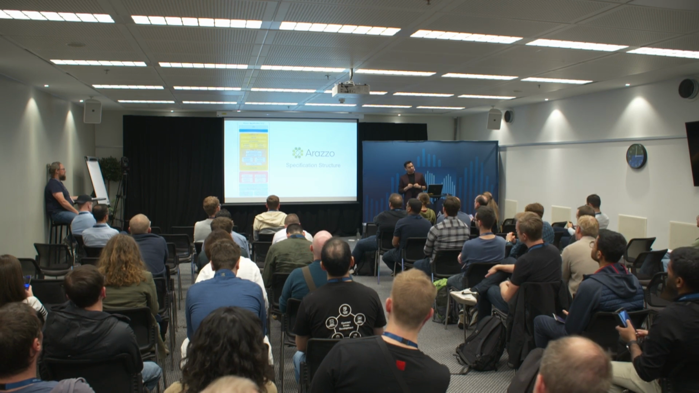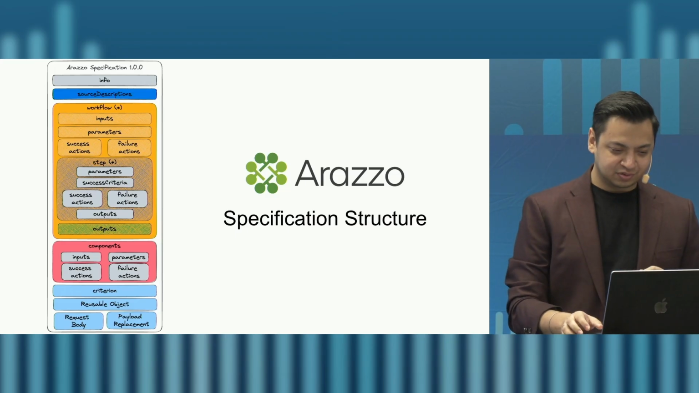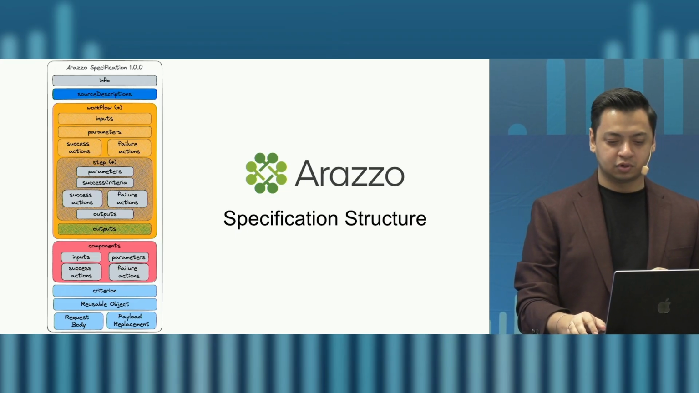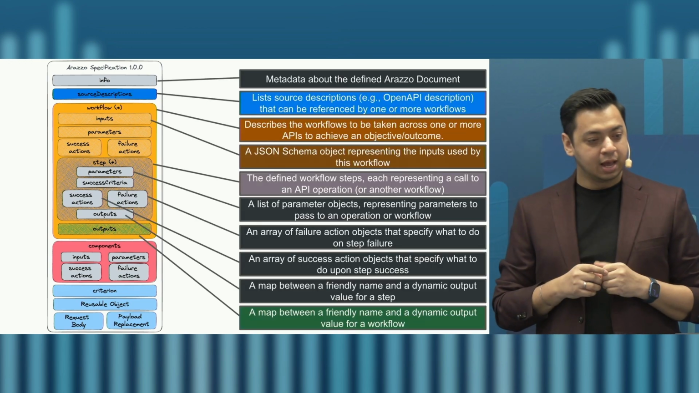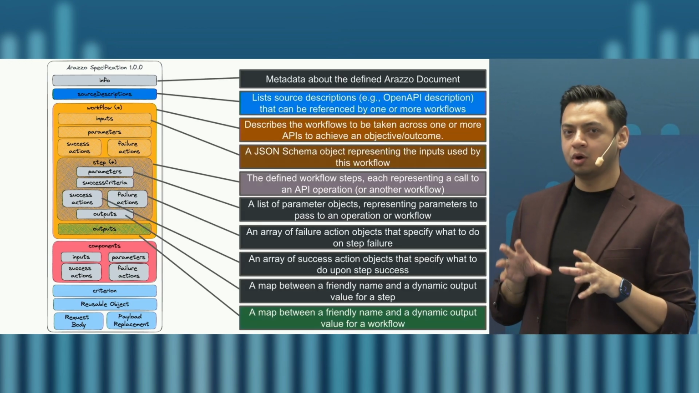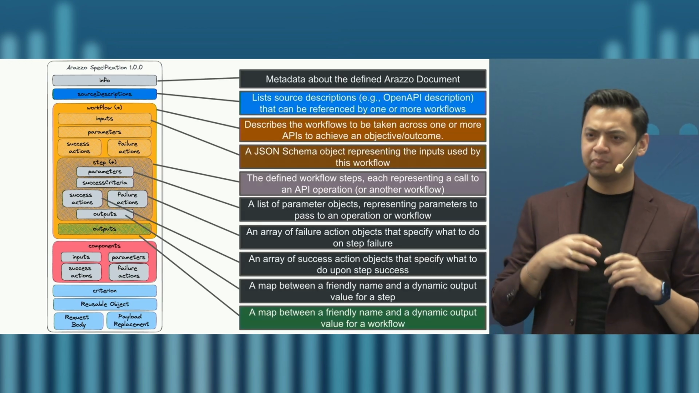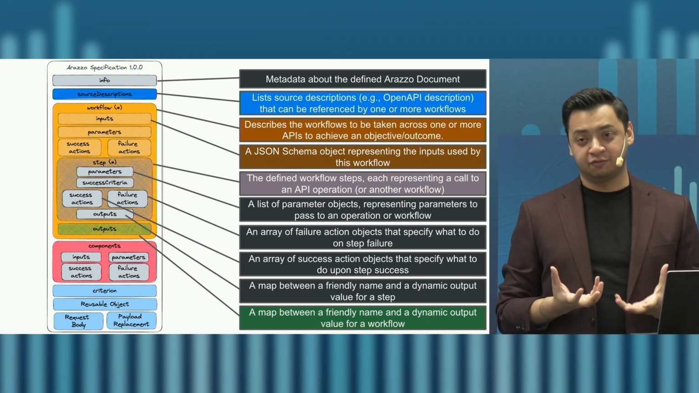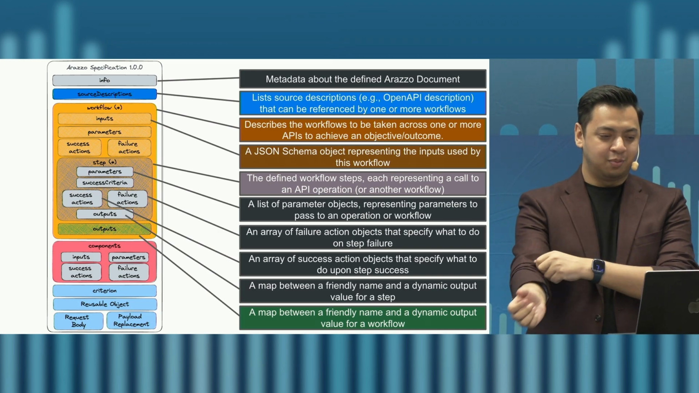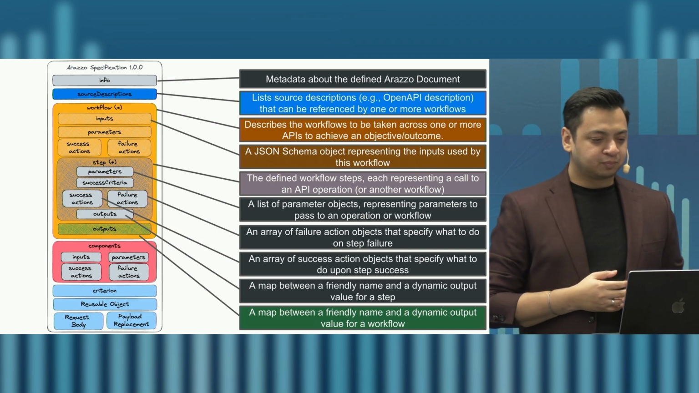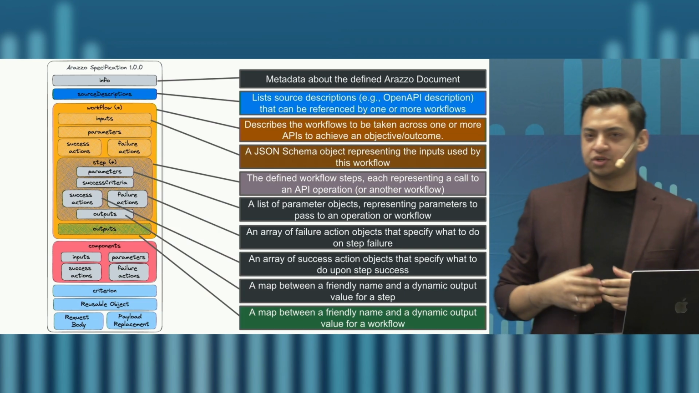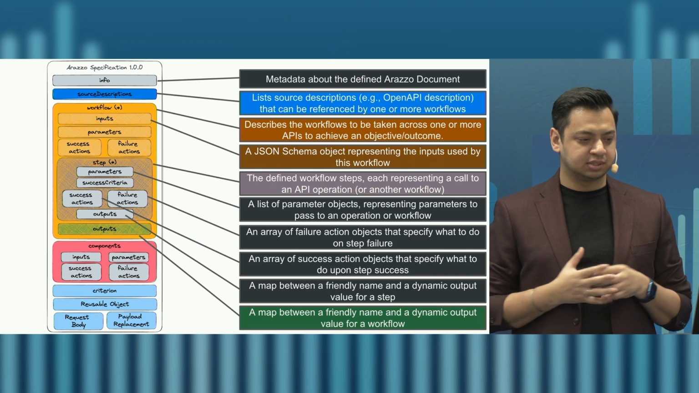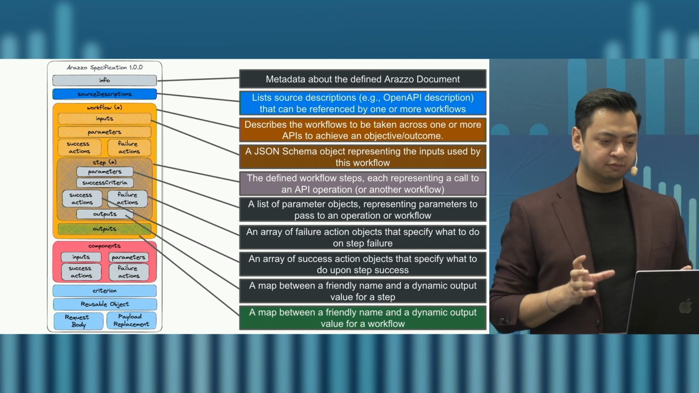Quick overview. I think I just got about 5 minutes-ish left. Quick overview of the Arazzo specification structure. For those who are familiar with the OpenAPI specification, this might not be too much of a surprise because it follows kind of similar patterns, given that it has been created by the same team. Once again, it starts off with the info box, which is a bit of metadata, no surprises there. It talks a little bit about the Arazzo document itself.